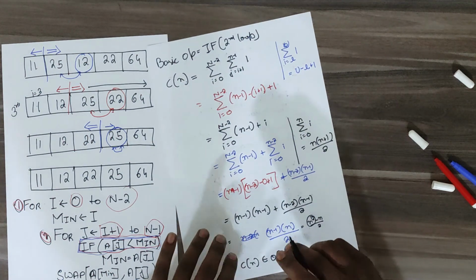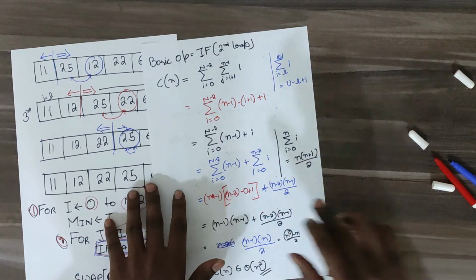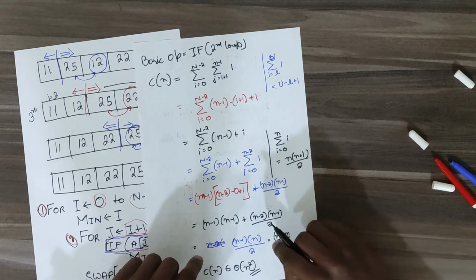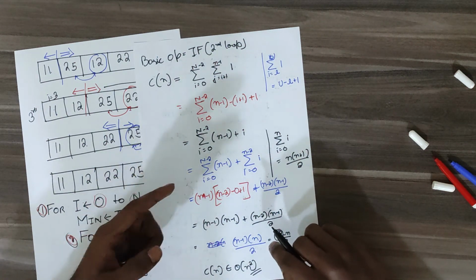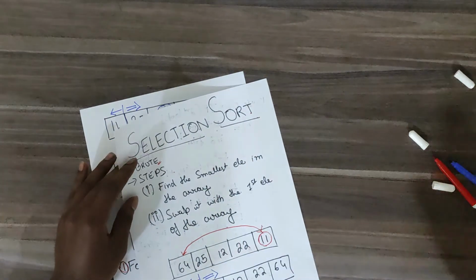So what we get to know from this is, as the input size of the array increases, the time complexity would increase drastically. So this was all for selection sort.